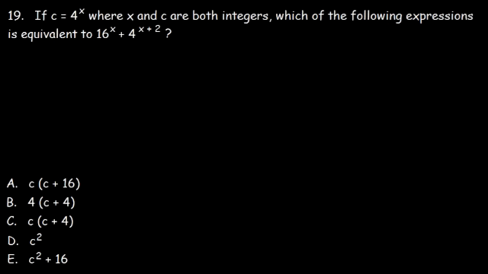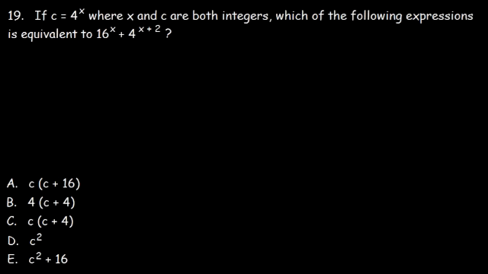19. If c is equal to 4 raised to the x, where x and c are both integers, which of the following expressions is equivalent to 16 raised to the x plus 4 raised to the x plus 2 power? So, how can we do this? If we look at our answer choices, everything is in terms of c. So somehow we need to exchange x for c. So we need to do some algebra here.